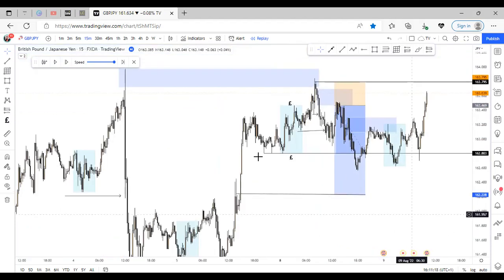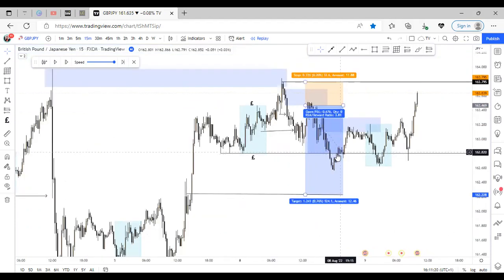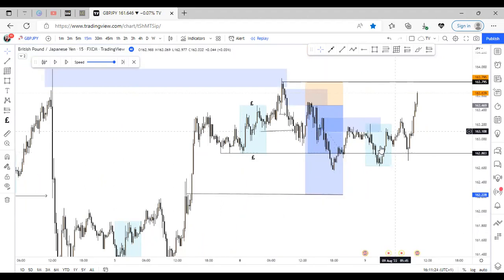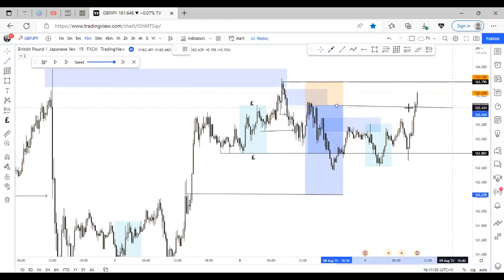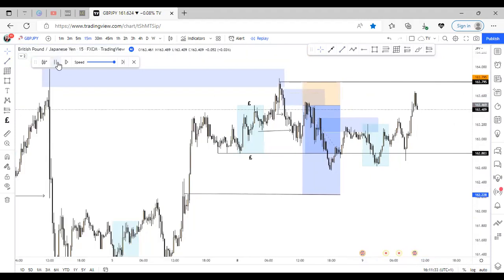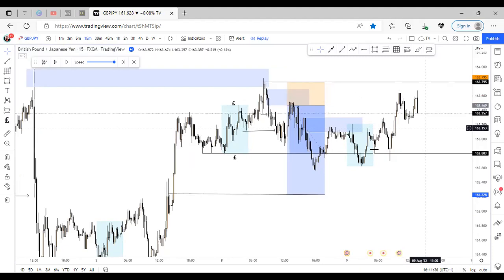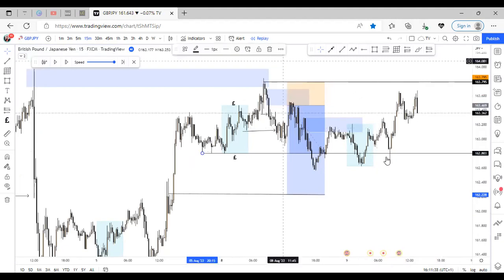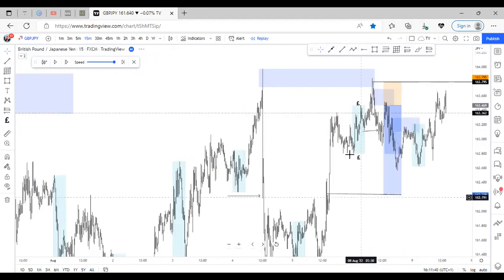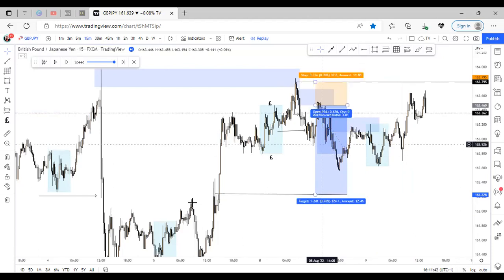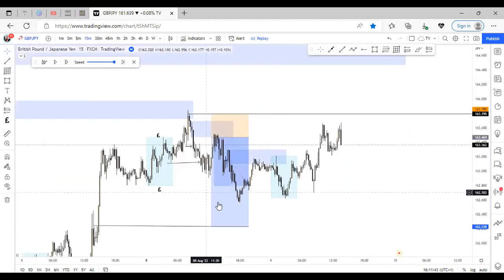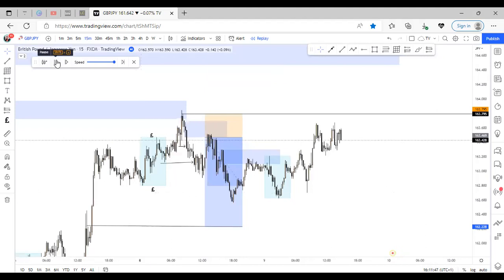As you can see, the partials that I was able to take here were good, because price later reversed back and my break even was hit right here. Okay, so let's continue. This was for another day, and this is where this particular trade ended. So we are already out of this trade. So this is another day.